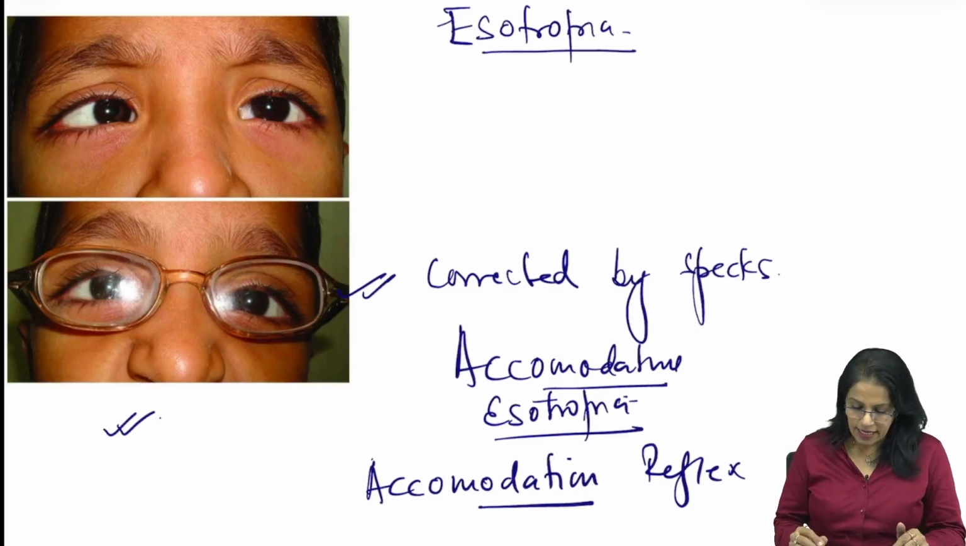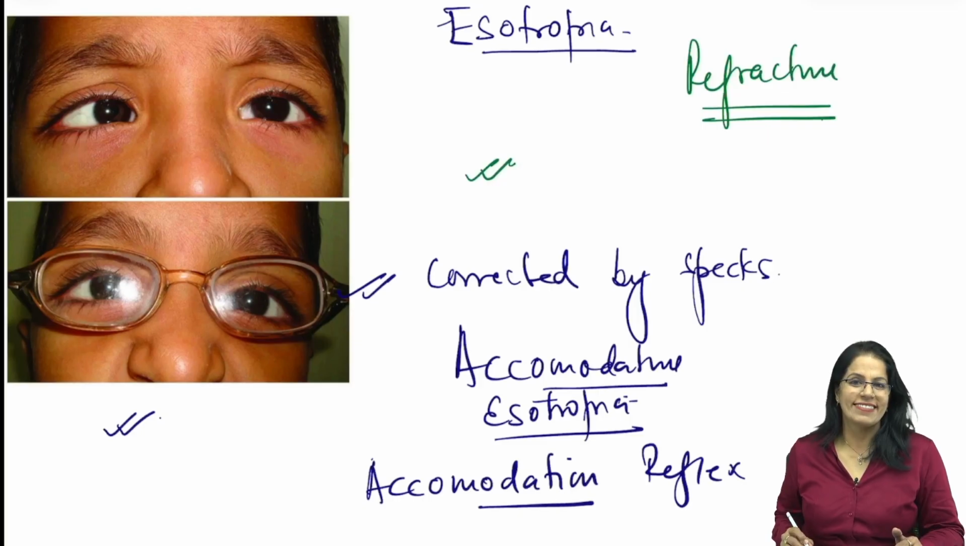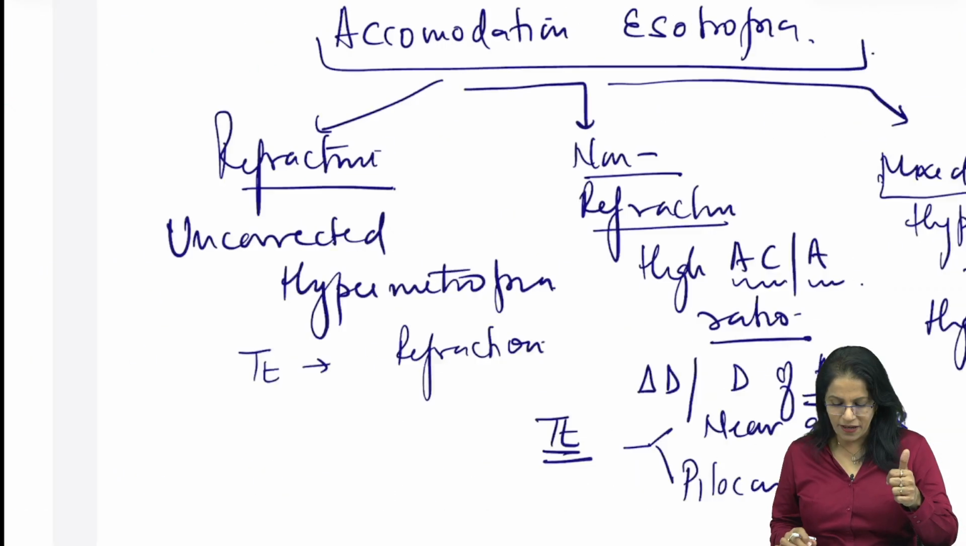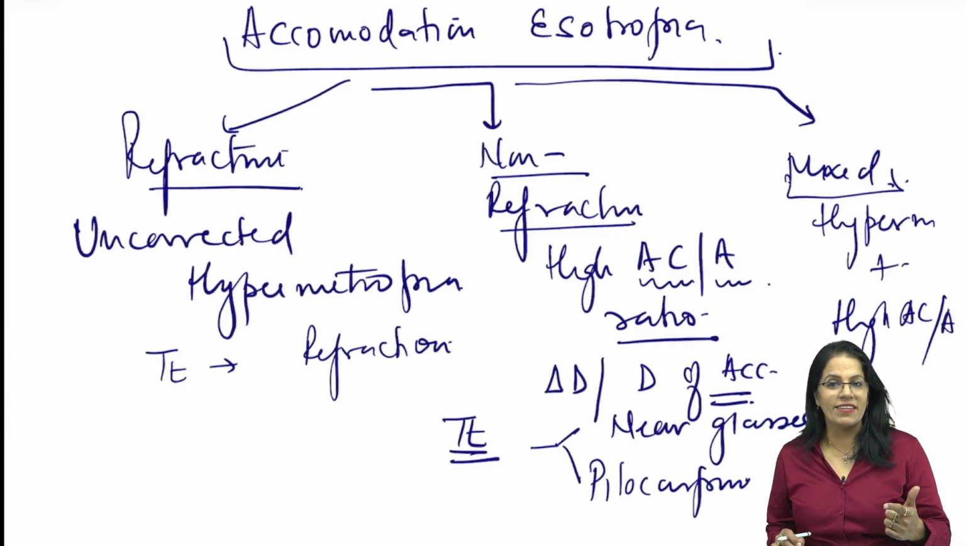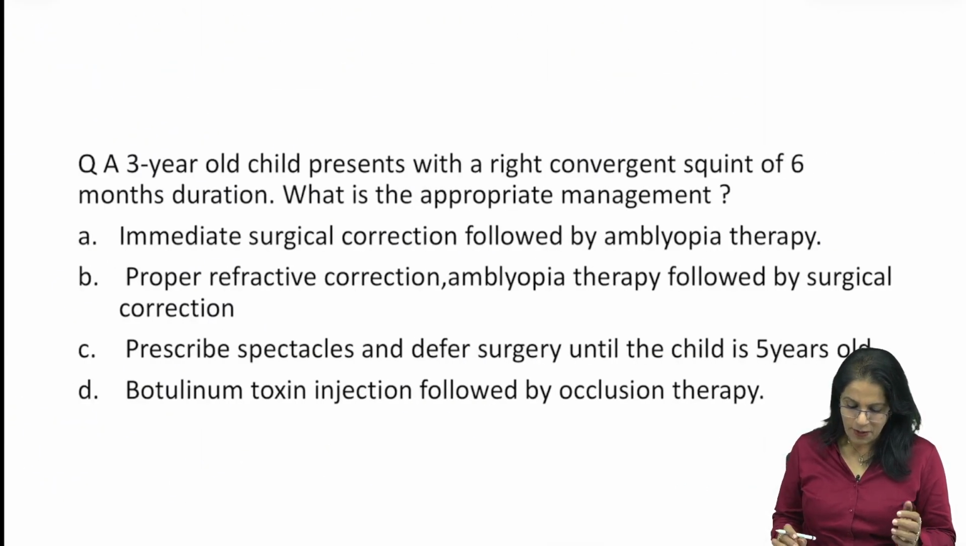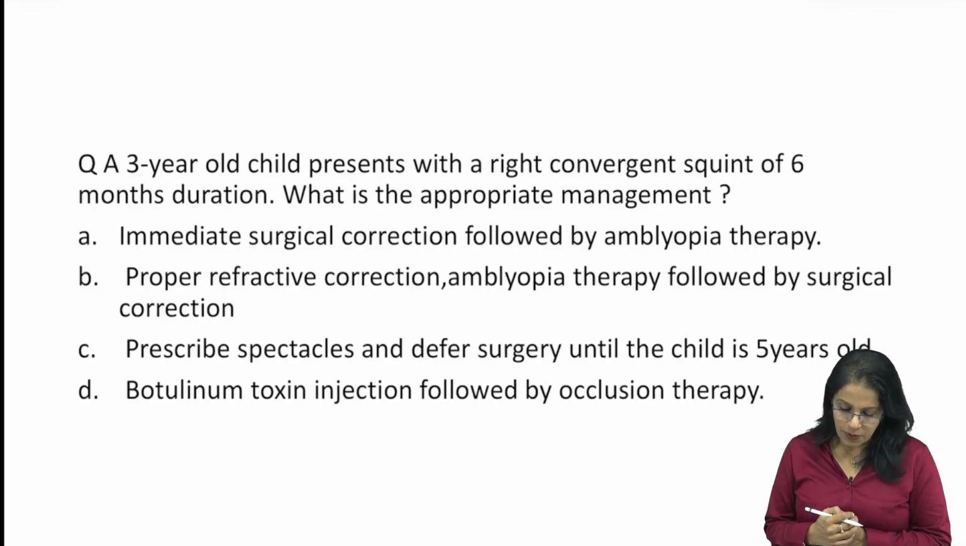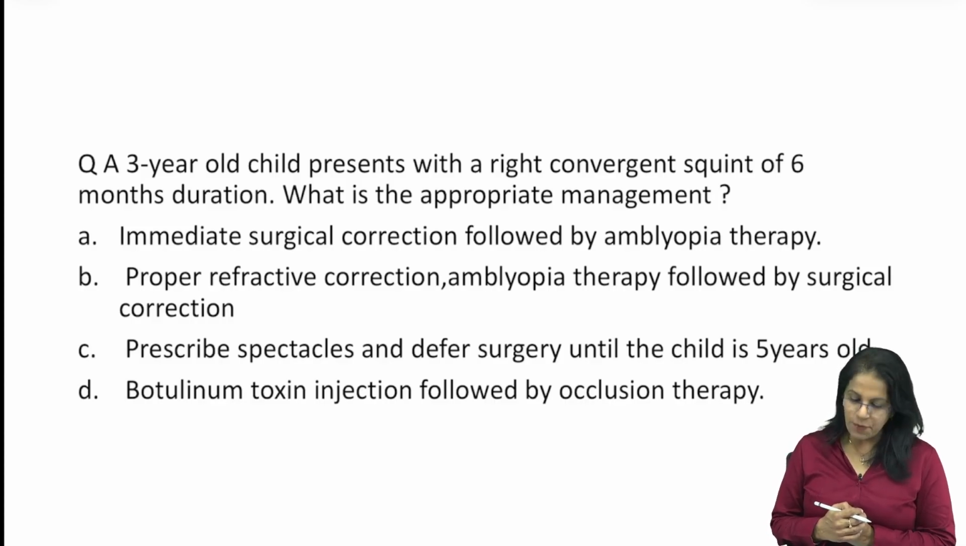So, in this case, this is a refractive accommodative esotropia. We can be more specific. This is refractive type because after giving specs, we are able to treat his esotropia. Uncorrected high hypermetropia is refractive, non-refractive is high AC by A ratio, right? And third is mixed type. Hope I was clear. We next talk about a quick discussion on the question. A 3-year-old child presents with a right convergent squint of 6 months duration. What is the appropriate management?